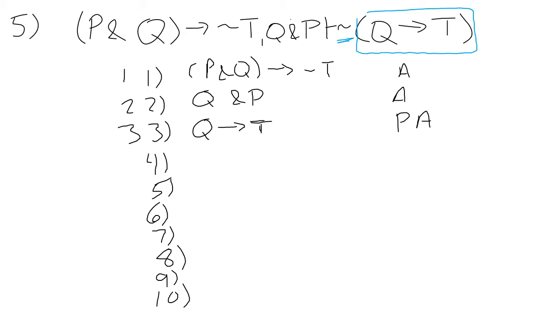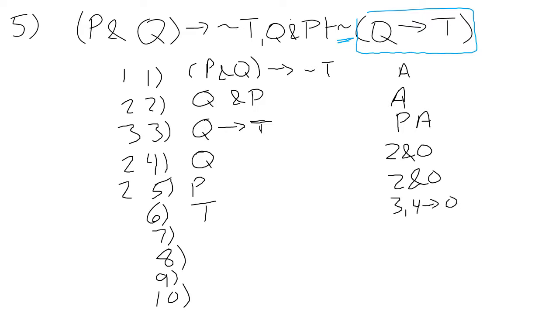Now I'm looking to build a contradiction. So with what I've got, I can't do much right now. I can separate my second premise here by doing ampersand out. And now I can take that Q and I can get a T here in line 6. So that's going to be 3 and 4, arrow out. 3 and 4 have 2 and 3.